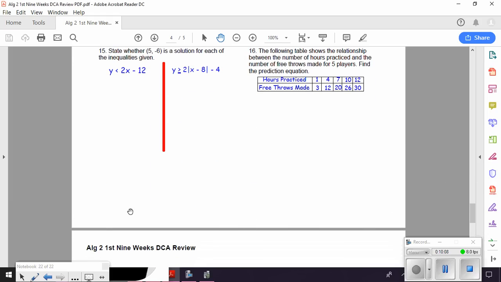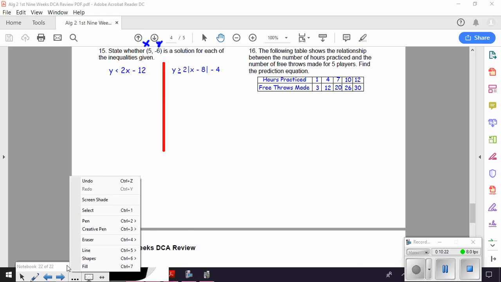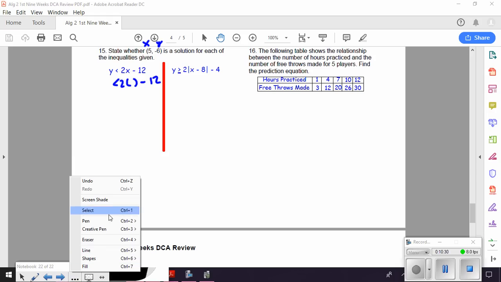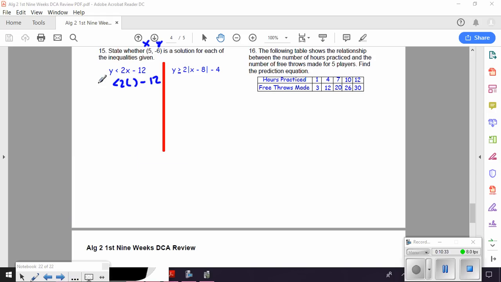15 says state whether 5, negative 6 is a solution to each of the inequalities. So that means we're going to let x be 5 and y be negative 6 and substitute those values in their places. So bring everything else down but x and y. So y is negative 6 and x is 5. So carry down the negative 6. 2 times 5 is 10. Carry down the negative 6. 10 minus 12 is negative 2.